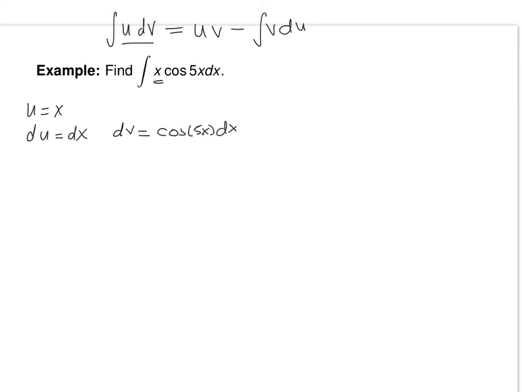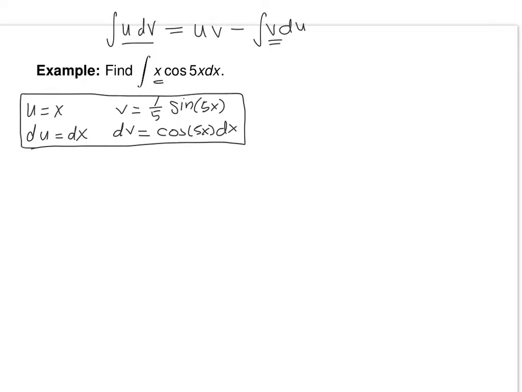Now to translate this integral into the one we're going to get from the formula, we have to find the function v. We have dv, or the derivative of v. So to find v, we have to antidifferentiate cosine of 5x. And the antiderivative of cosine is sine. The way you compensate for that 5 inside with the x is you have a coefficient of 1/5 with the reverse chain rule. So that tells us what u and v are. And now let's see what happens when we manipulate this integrand.